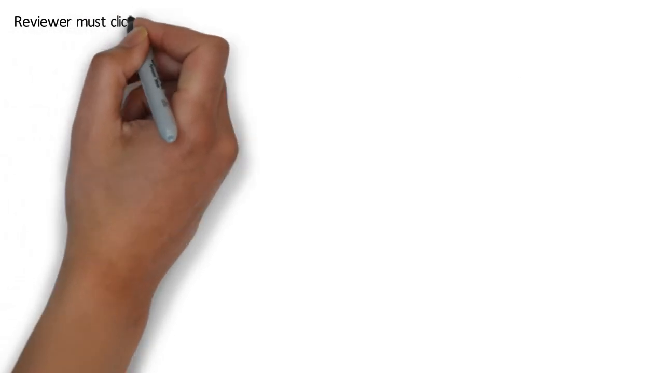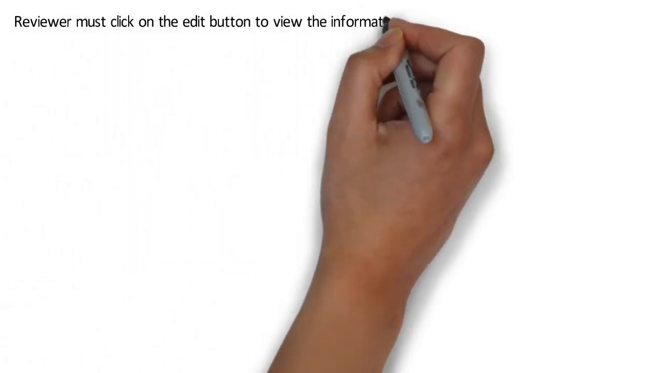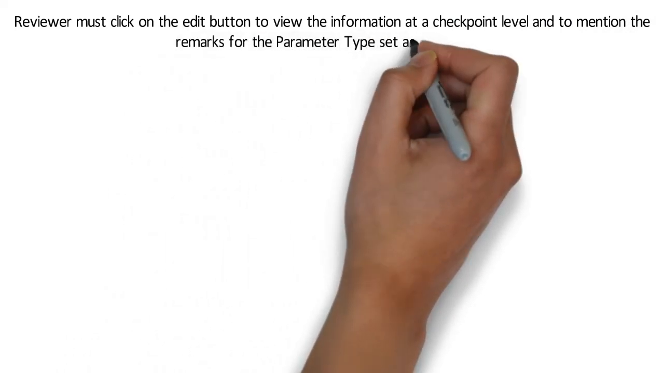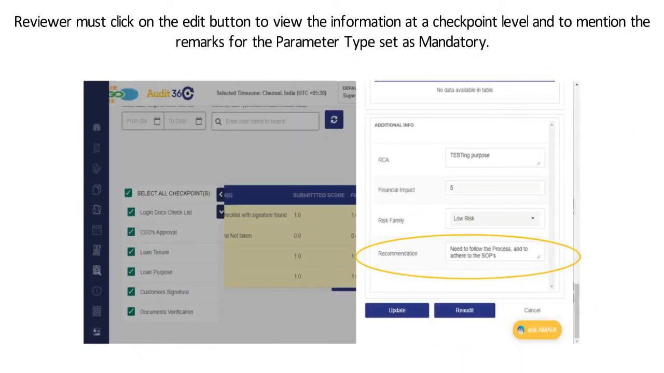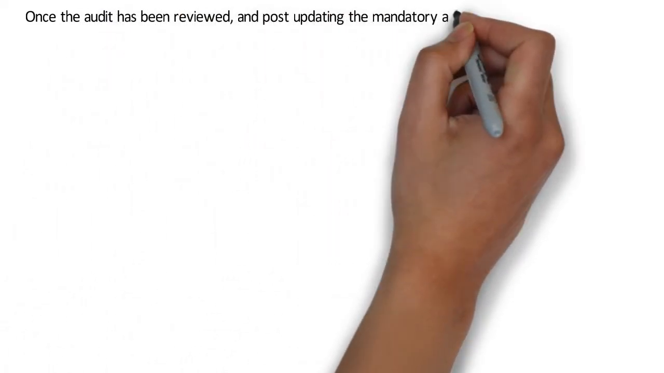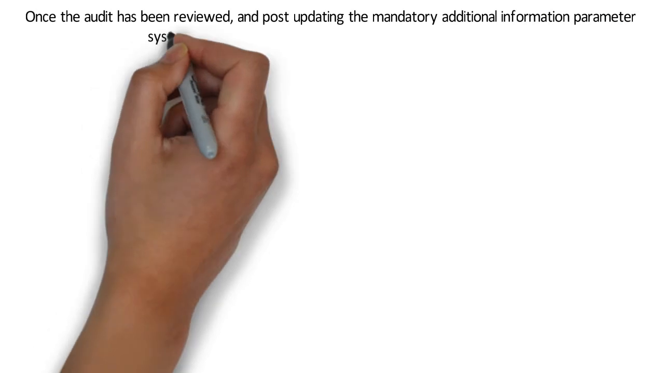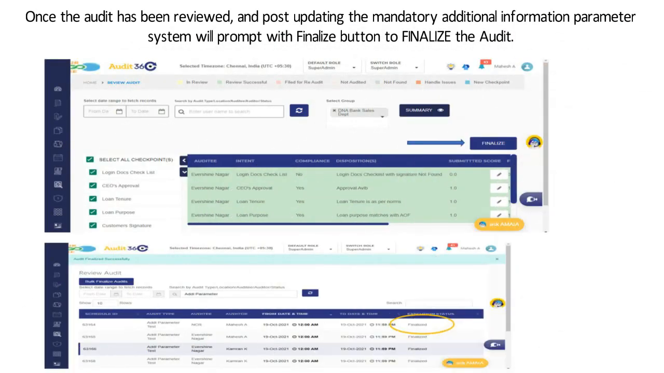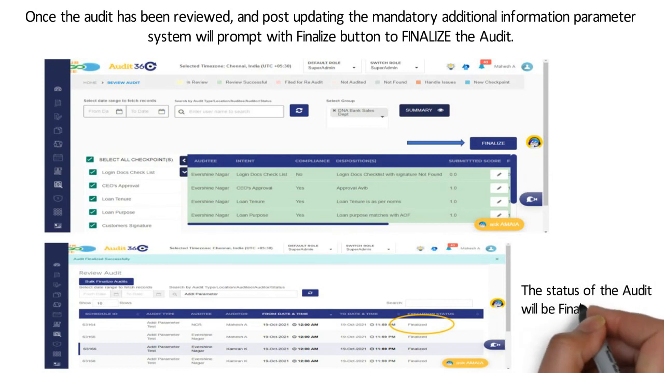The reviewer must click on the Edit button to view the information at a checkpoint level and to mention the remarks for the parameter type set as mandatory. Once the audit has been reviewed and the mandatory additional information parameter updated, the system will prompt with the Finalize button to finalize the audit. The status of the audit will be finalized.